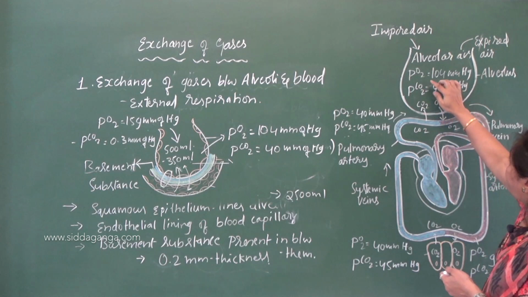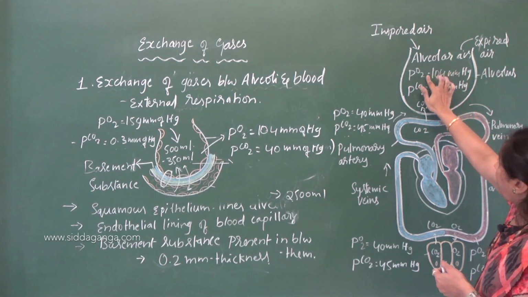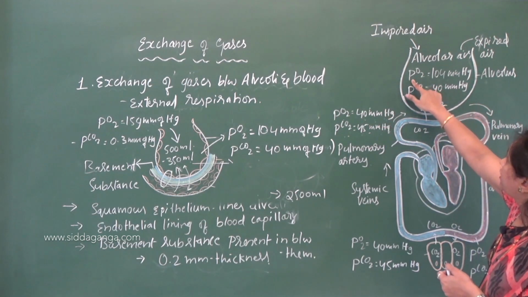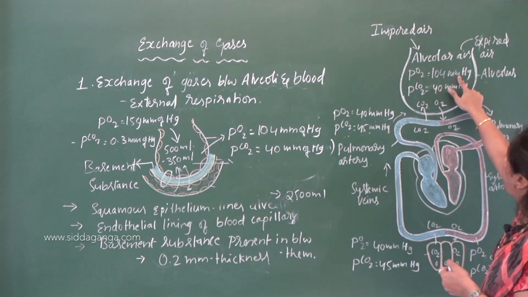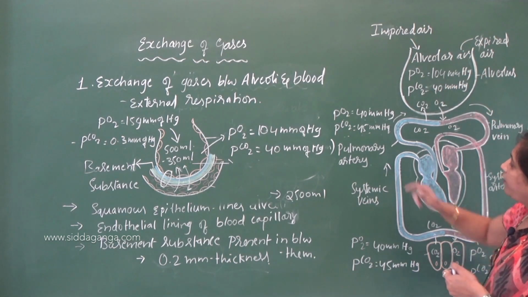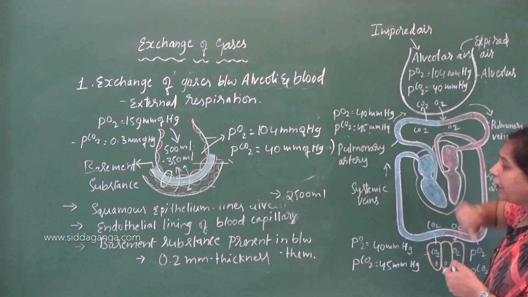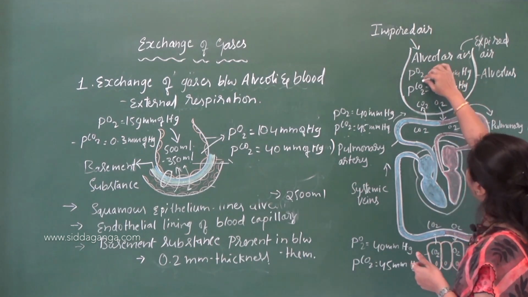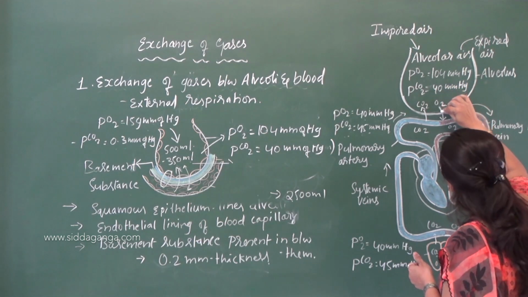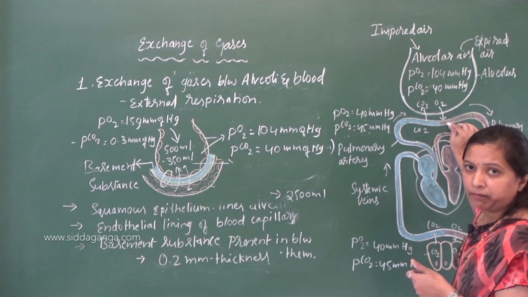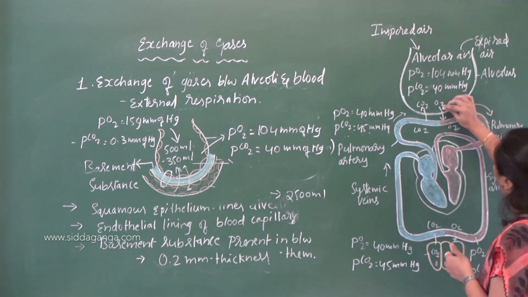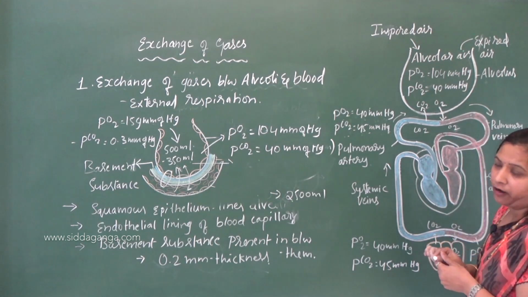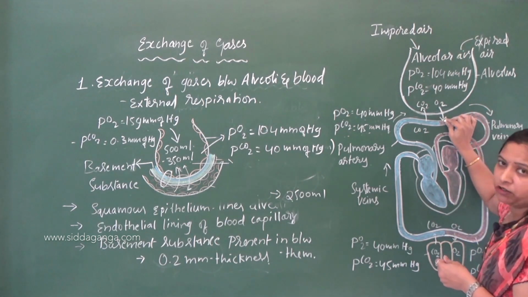Okay, so here you can find the difference in the partial pressure of oxygen in the alveolar air and in the deoxygenated blood. In the alveolar air, what is the partial pressure of oxygen? It is 104 millimeters of mercury. And what is the partial pressure of oxygen in the deoxygenated blood? It is 40 millimeters of mercury. So the oxygen from the alveoli diffuses into the blood. Once the oxygen diffuses into the blood, the blood becomes oxygenated. Now this blood is having more oxygen.